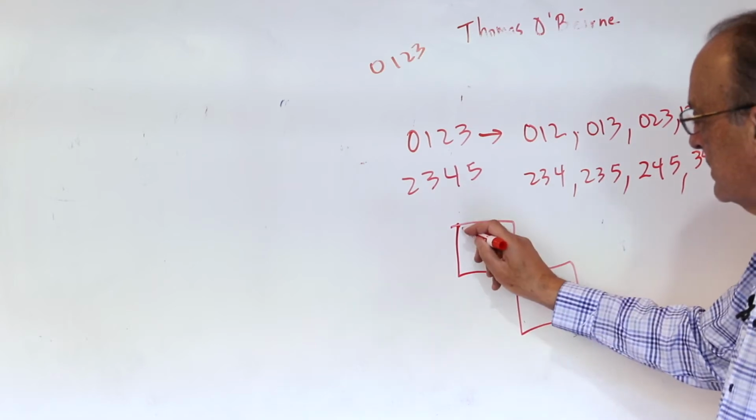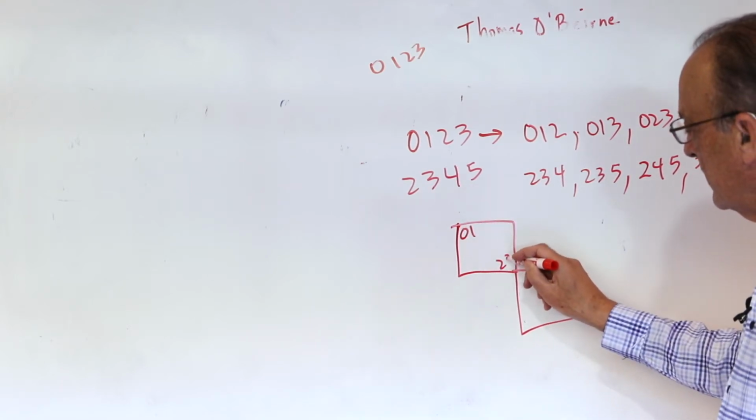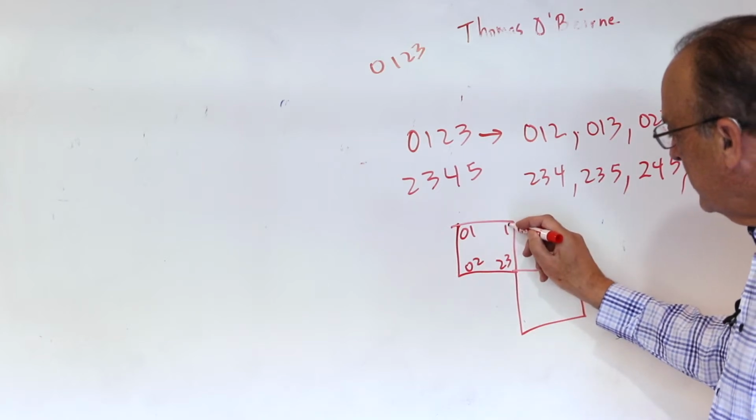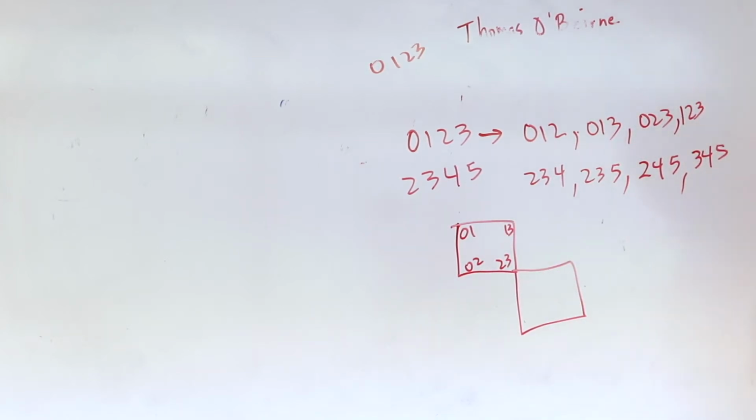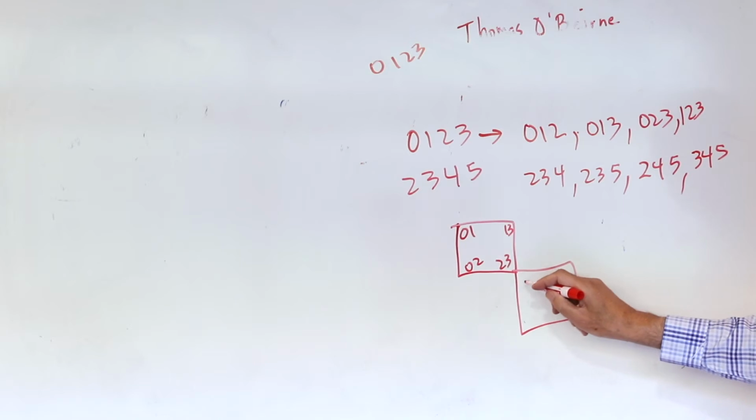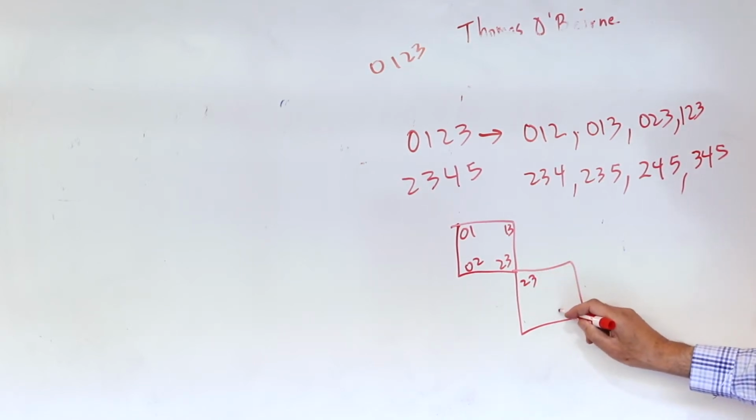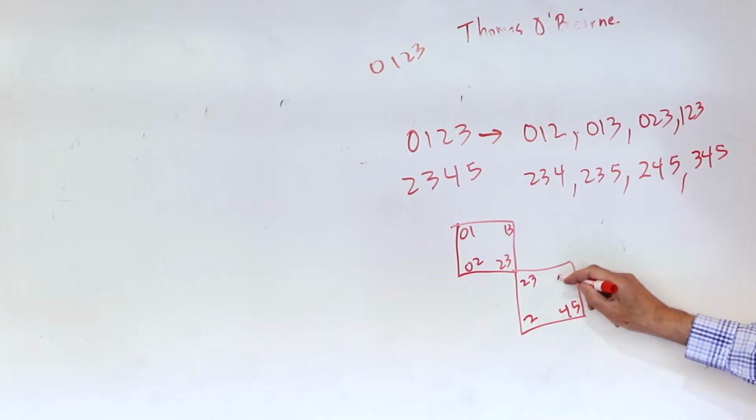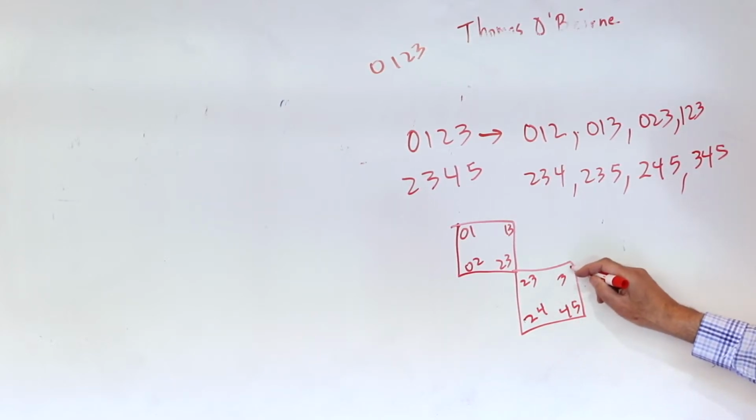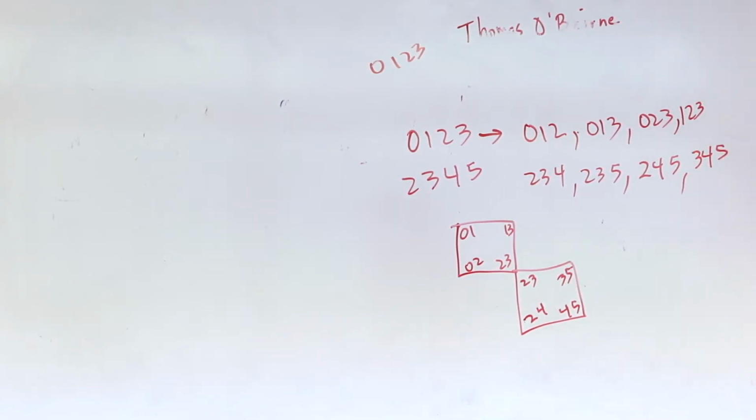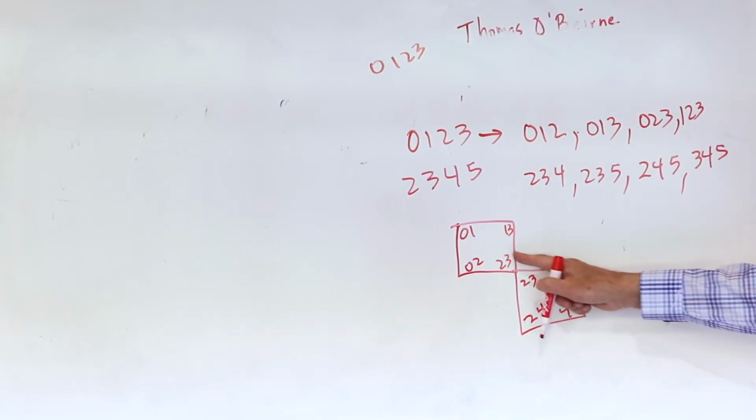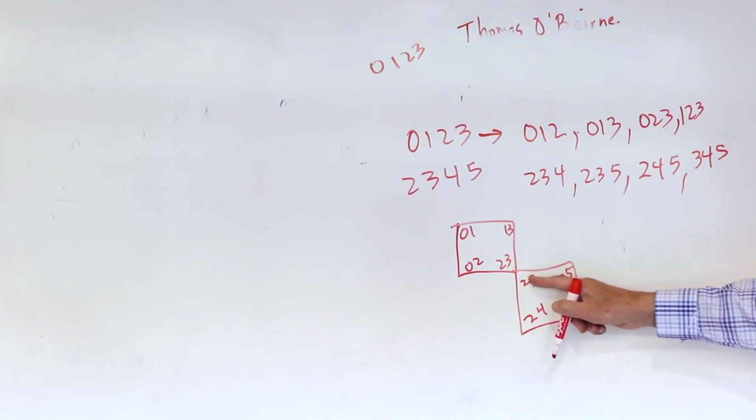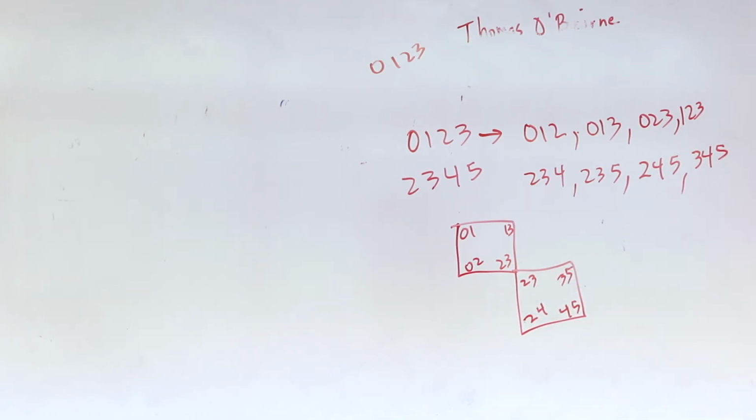I had 0, 1, 2, 3. Then I can go 0, 1, 2, 3. And here I have 2, 3, 4, 5. So 2, 3, 4, 5. Then I can go 2, 3, 4, 5. So notice these two numbers agree. This pair and this pair agree. They're the same where the attachment is.